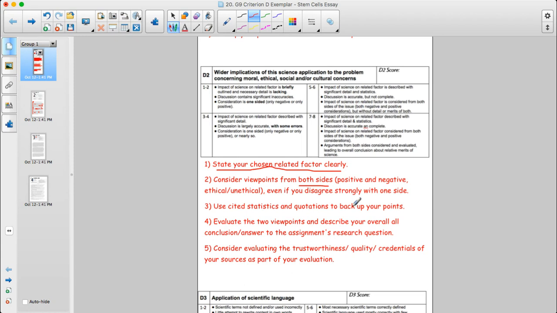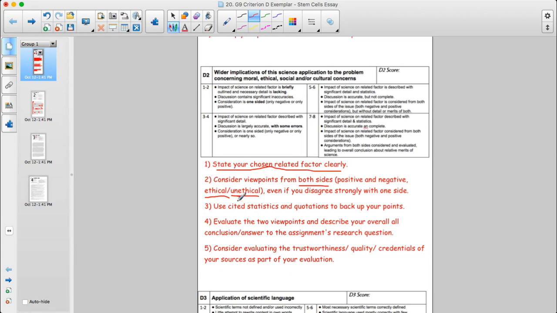Consider things that maybe have positive impacts on the environment, but also maybe the negative impacts on the environment. Consider the viewpoints of people that think using stem cells is ethical, but also consider the viewpoints of those that think it's unethical. Even if you strongly disagree with one side, you get graded in this aspect on whether or not you've presented both sides completely.